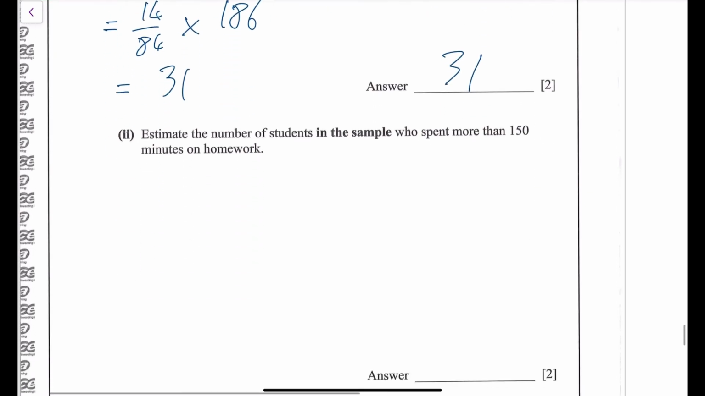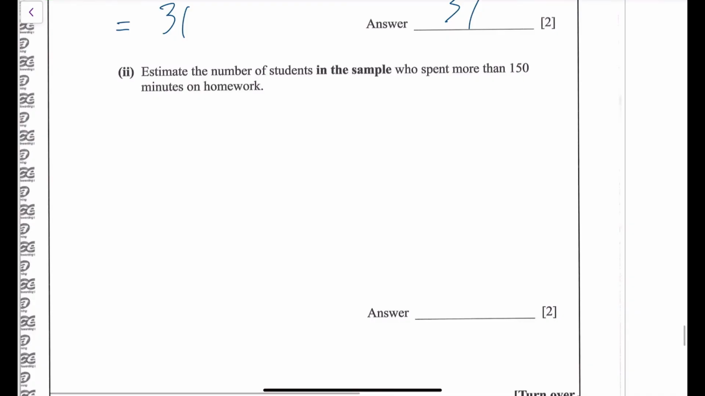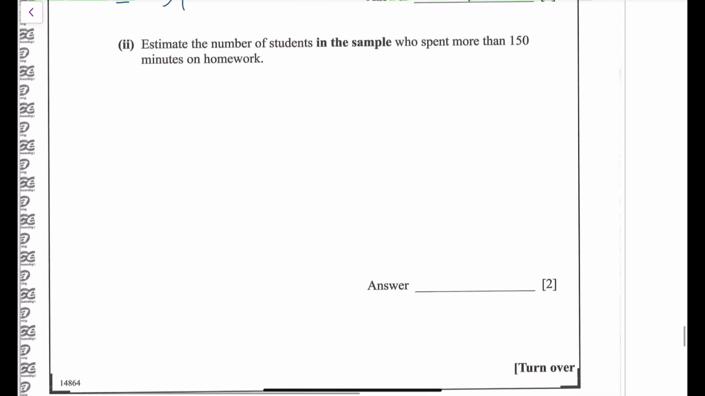And the last bit of this one says estimate the number of students in the sample who spent more than 150 minutes on the homework. Okay, we need to work out first of all the total people who were greater than 150. So let's just work that out.